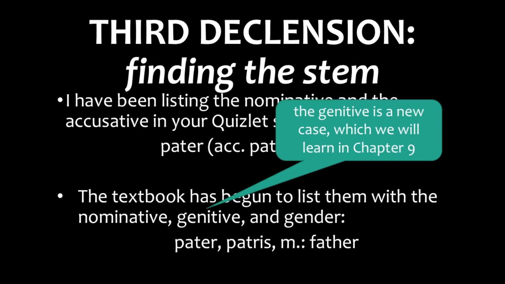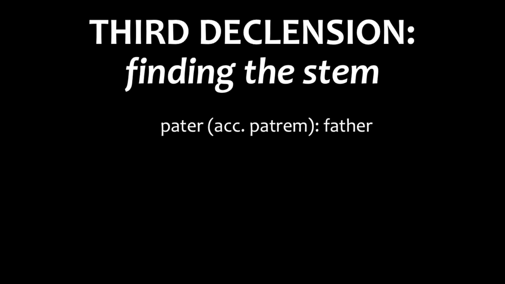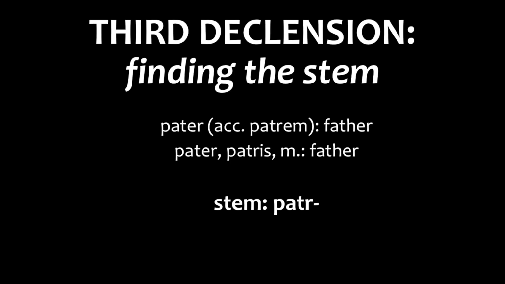Either one of these ways of listing nouns gives you the same information. It gives you the information of what the stem looks like, what the beginning of the word is that you add the endings onto in all forms except for the nominative singular. So for pater, we can look at the accusative form patrem or the genitive form patris. Either way, we know that the -em and the -is are our accusative ending and our genitive ending. So if we take those endings off, we get our stem, which is patr, P-A-T-R. And that is what we add all of the endings onto.